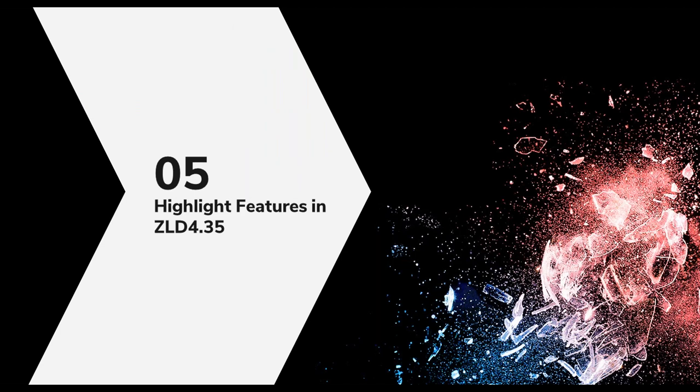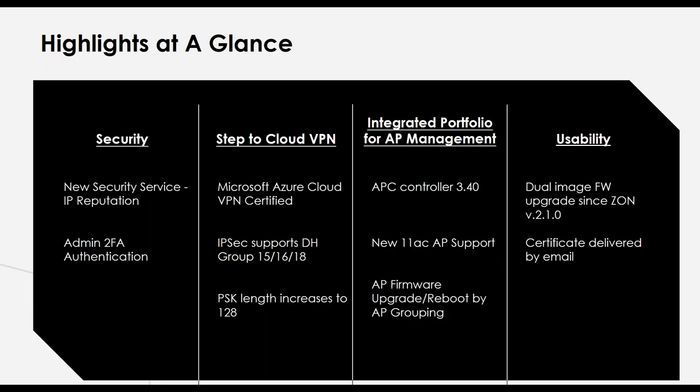I think it's important to point out there are some extra features that have got into the latest firmware release, which is classed as ZLD 4.35. As I mentioned earlier, within the security area there's a new reputation service that's been added called IP Reputation. This is in addition to all of the other security services that are on there. We've also added two-factor authentication to the administration console, making it even harder to try and get into the admin GUI.